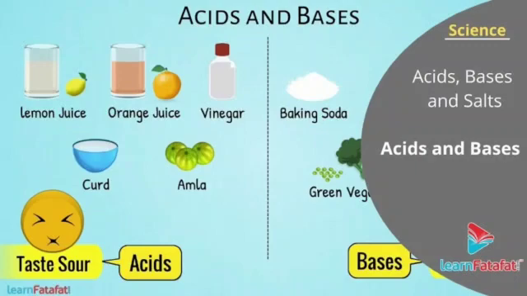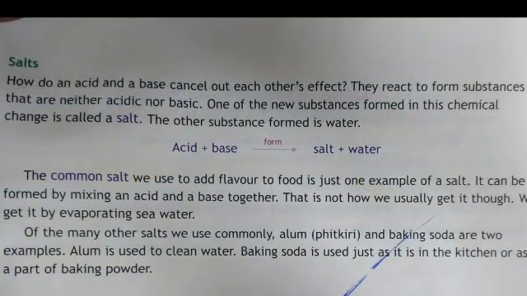Toothpaste also contains a base to cancel out the effect of the acid which is produced by the bacteria in the mouth. Our mouth always contains many bacteria, and these bacteria produce acid in our mouth. So we use toothpaste to clean this acid and to clean the dirty microorganisms in our mouth. Even detergent, soaps, household cleaners, and toilet cleaners are also basic substances.